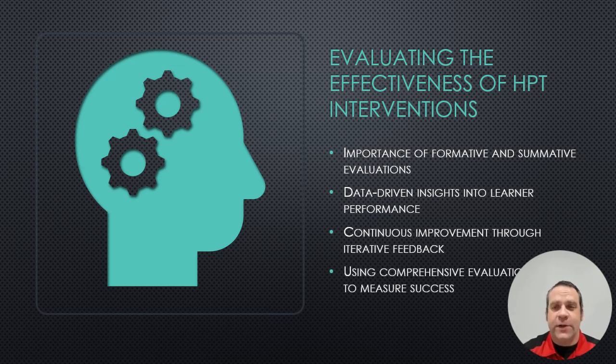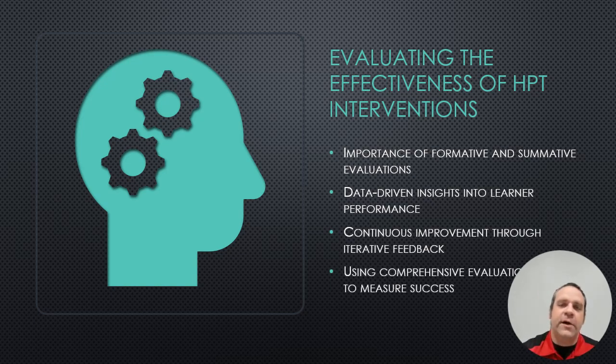Formative evaluations occur during the development of the intervention. They really allow us to make adjustments before the final product is deployed, which is particularly important in online learning environments where flexibility is key, as noted in Flena and Stefaniak in 2020. These evaluations are like taking the temperature as you go, ensuring that interventions are on track to meet the performance goals. Summative evaluations, on the other hand, occur after the intervention has been implemented.